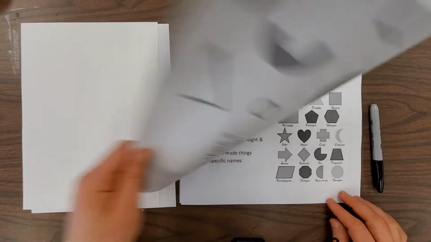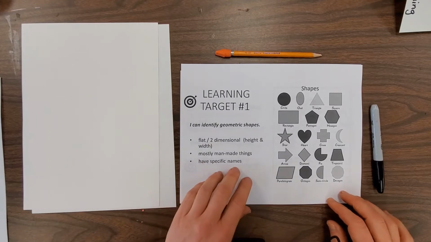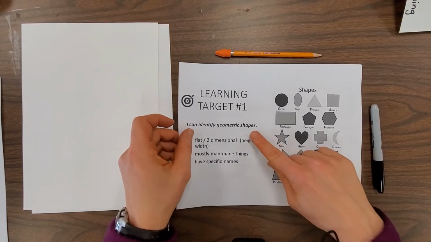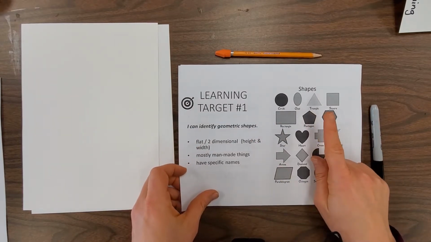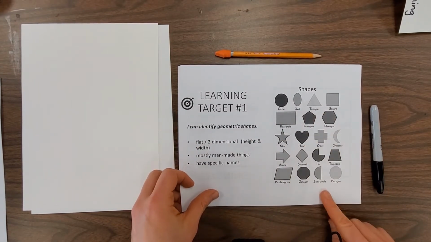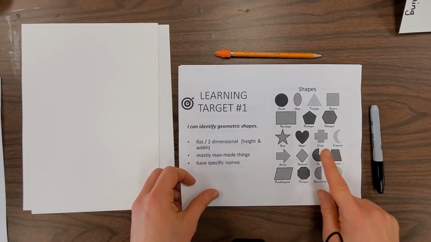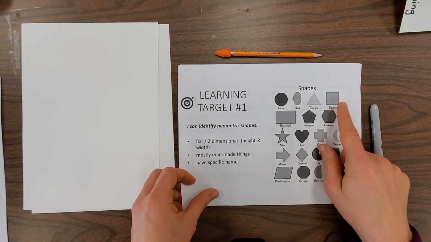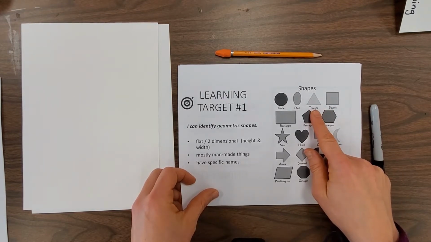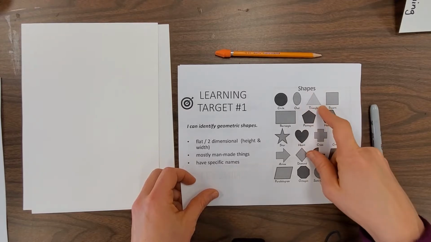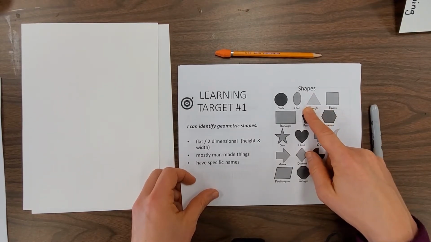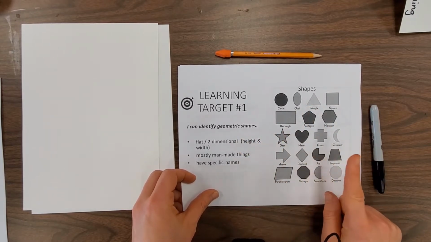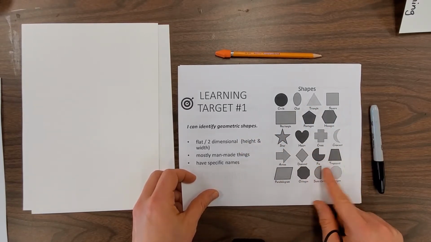Now, we're going to be drawing two types of shapes today. One shape is a geometric shape. Geometric shapes are flat, two-dimensional, mostly man-made things, and they have very specific names. A square is always a square. A triangle will always be a triangle. And any shape that has three sides is called a triangle. Those are geometric shapes. They follow rules and they have specific names.